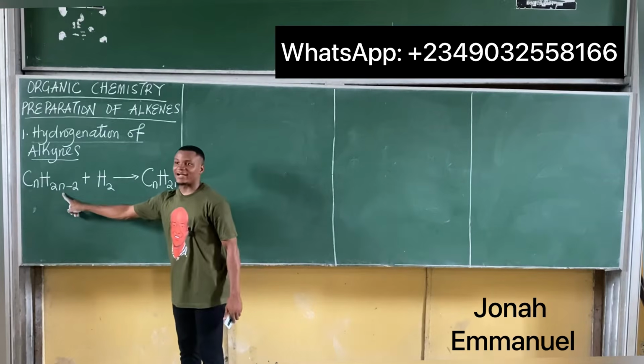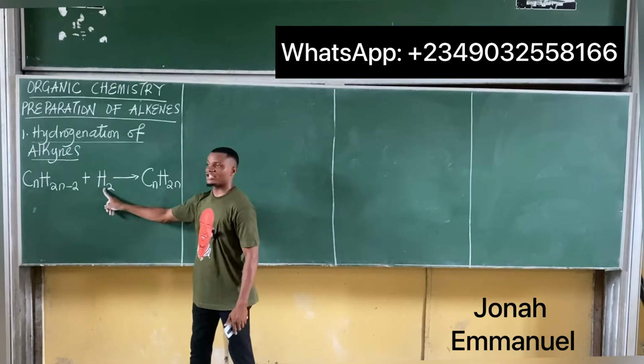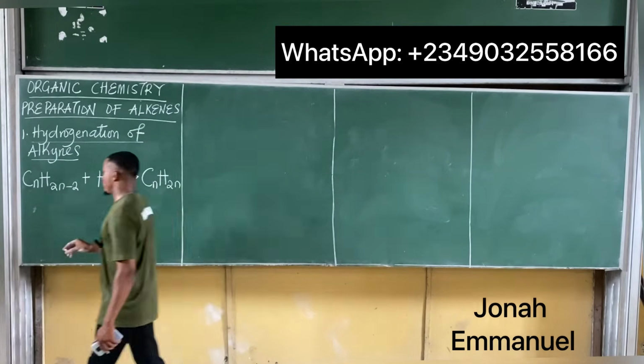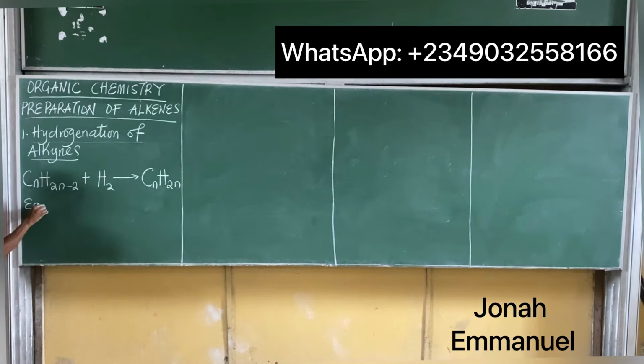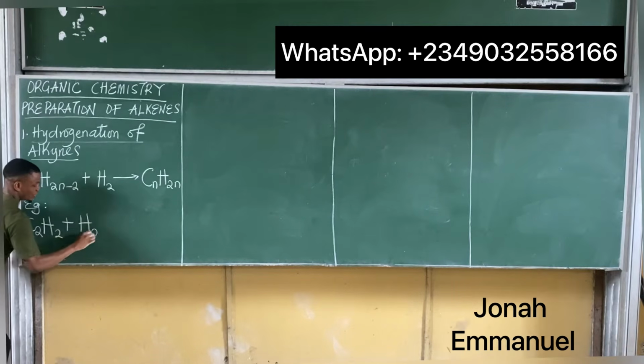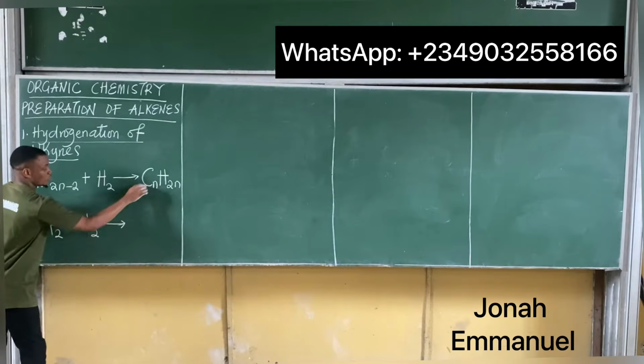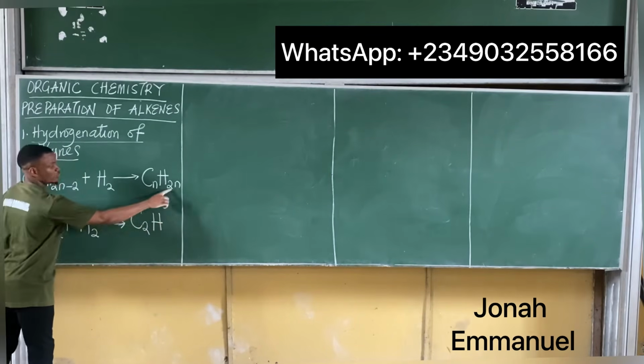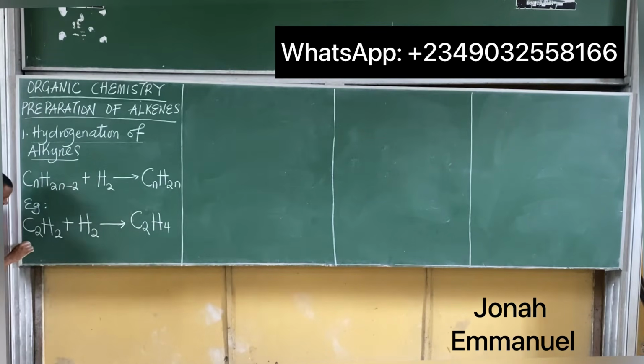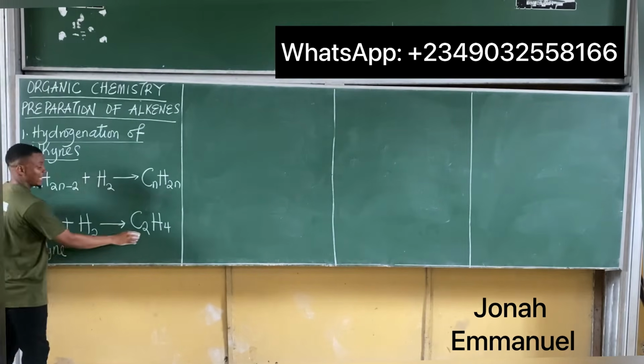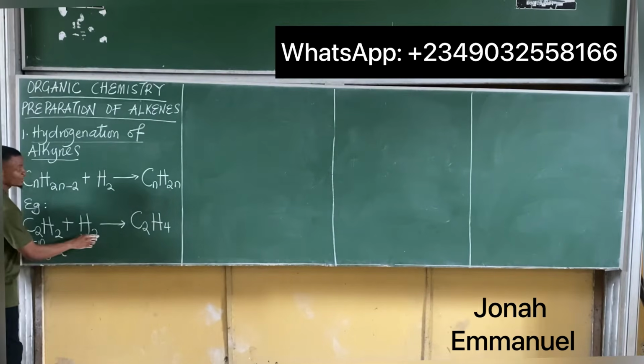Of course, this one represents an alkyne. So alkyne plus hydrogen gives you alkene. For example, let's take n to be 2. If I take n to be 2, it becomes C2. So C2H(2n minus 2), that is 2 times 2, 4, minus 2, 2. So C2H2 plus H2 gives you, we said n is 2, C2H(2n), 2 times 2 is 4. What you have here is ethyne. So ethyne plus hydrogen gives an alkene.